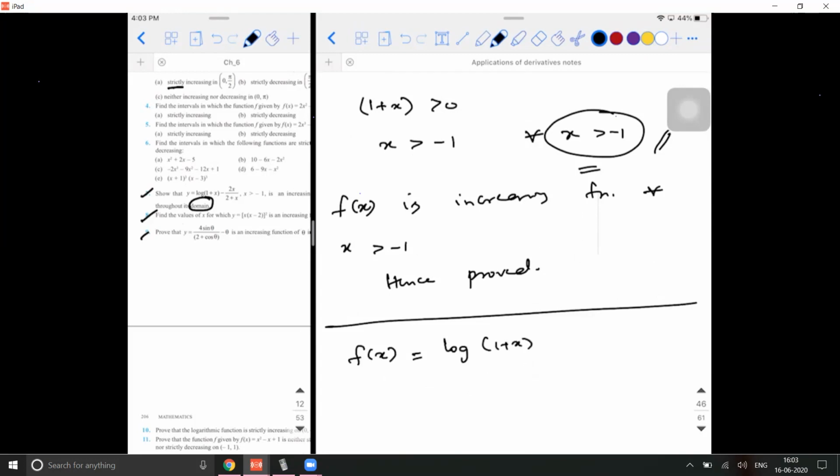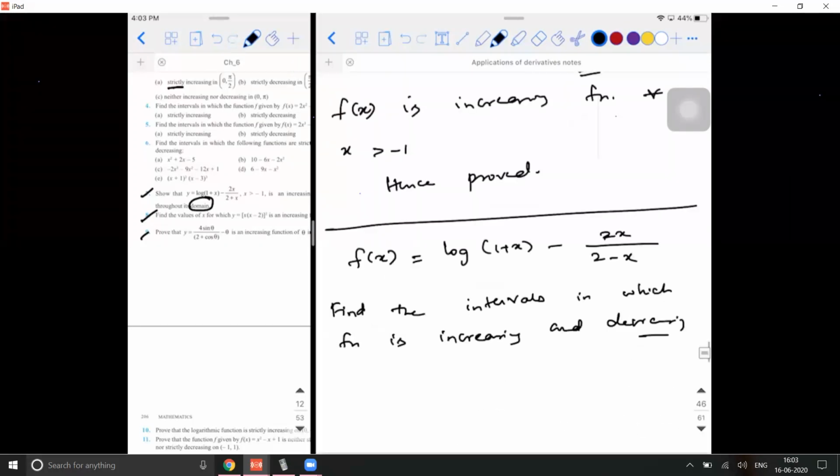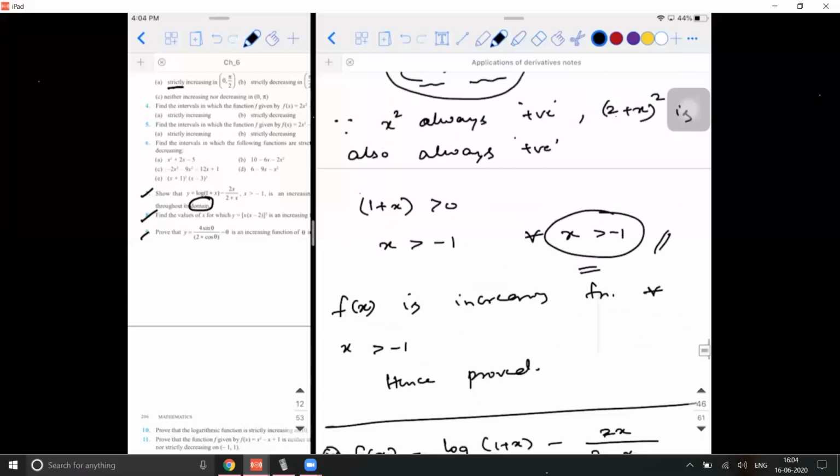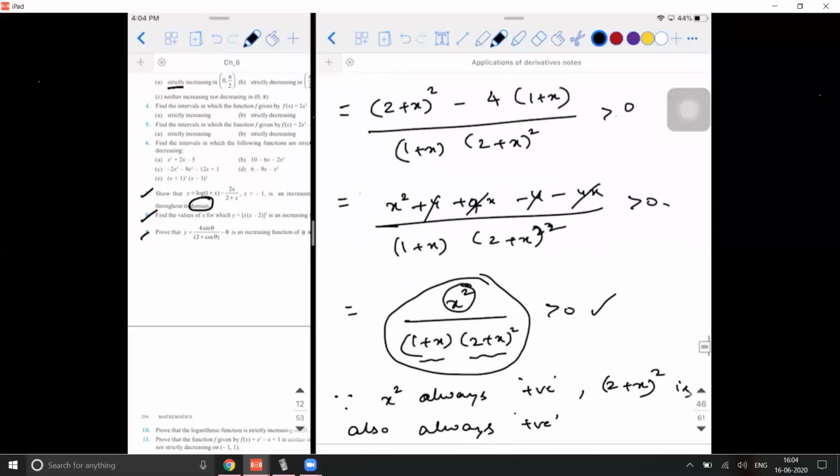Log of 1 plus x minus 2x divided by 2 minus x. Find the intervals in which the function is increasing and decreasing. This is the question. See, when I don't know the answer, I want everybody's answer to match. But think about it. So how to prove? In the meanwhile, if someone wants to copy this, let me know. If anybody wants to copy the solution for the previous problem, let me know.